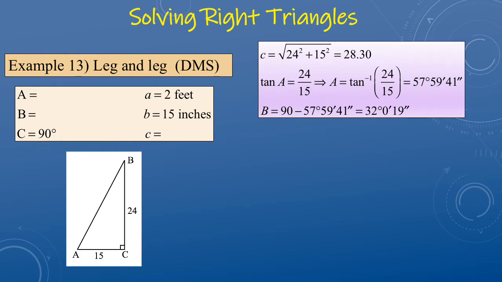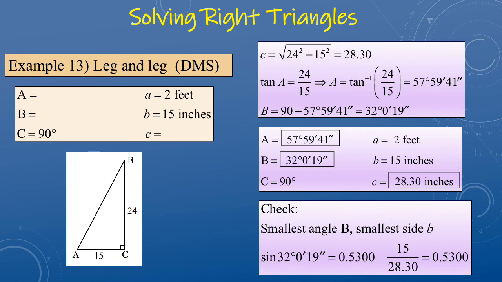To solve, we again use the Pythagorean theorem, getting c is equal to the square root of 24 squared plus 15 squared, which is 28.30. To solve for an angle, we'll choose one. We'll talk about angle A, and relative to A, we know the opposite and adjacent. So the tangent of A is equal to 24 over 15, and therefore A is equal to the inverse tangent of 24 over 15. And getting our answer to degrees, minutes, seconds, we get 57 degrees, 59 minutes, and 41 seconds. We can find B by subtracting that from 90 degrees, getting 32 degrees, 0 minutes, 19 seconds.